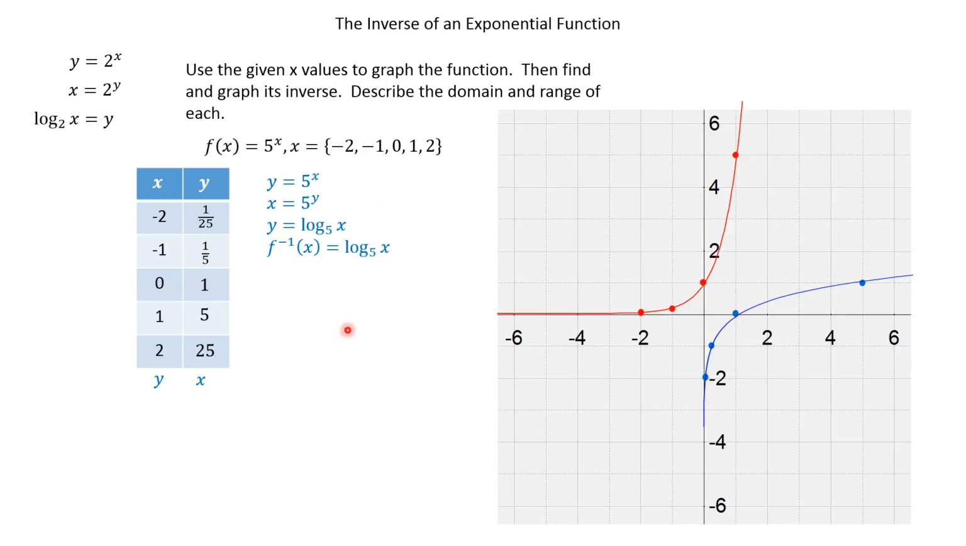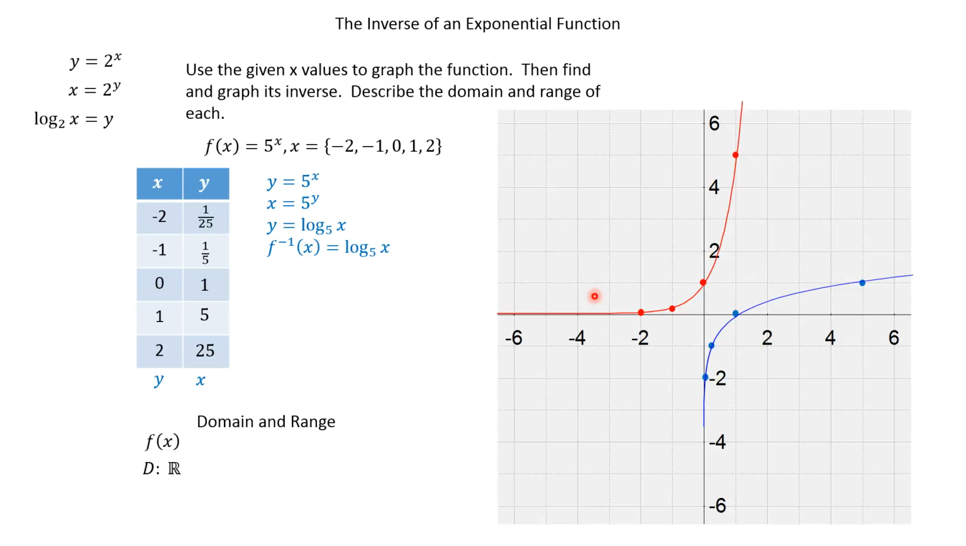Let's see. Oh yeah, domain and range. Finding the domain and range. Well, the domain is what x can equal. The range is what y can equal. Start out with the function. The domain of an exponential function is all reals. We could plug any x value we want into this, and we're going to get a y value.